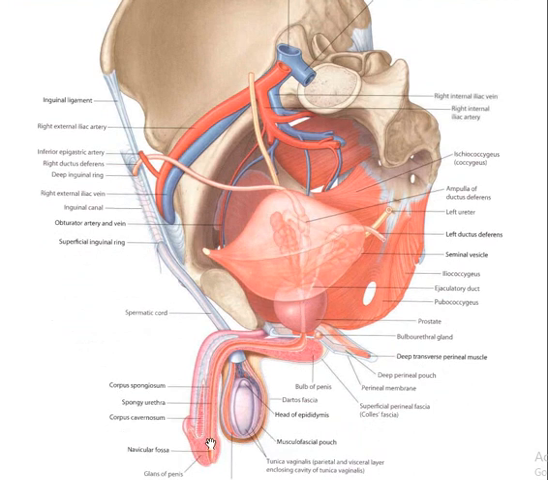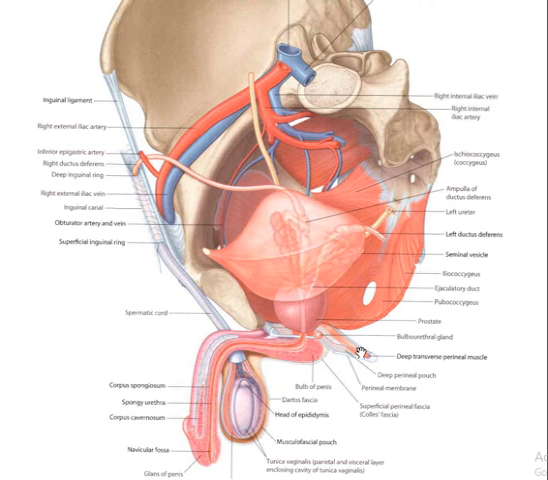Now coming inferiorly here, we have said that this part here was the corpus cavernosum, and this internal part here was the corpus spongiosum. The corpus spongiosum is going to contain the spongy urethra. So you are going to have the spongy urethra inside. This is the prostate gland.